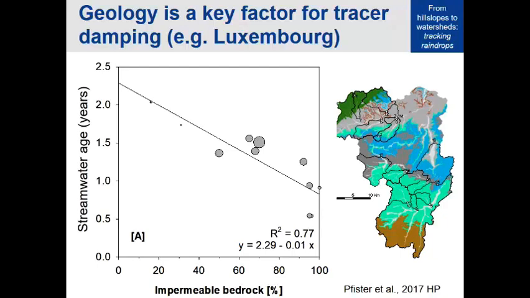So the sandstone, the most spongy, if you like, has the oldest water, and the marls and other rocks that are quite impermeable are shedding water and have very young water dominating their streams. And the size of the dot represents the flow of the water in these rivers.